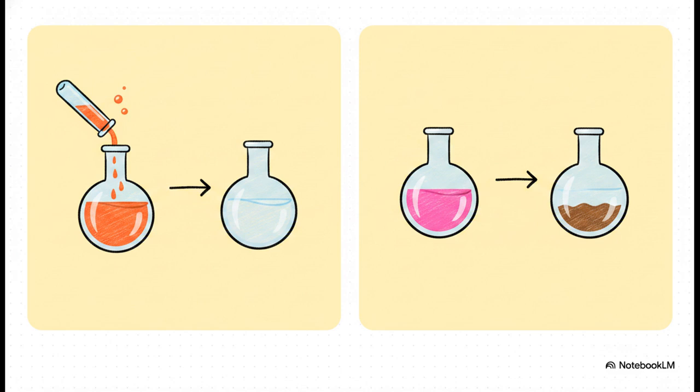Or there's Baeyer's test using alkaline potassium permanganate. We start with a really bright pink. If the compound is unsaturated, that pink just vanishes entirely, leaving behind a muddy brown precipitate of manganese dioxide. Seeing these bold colors disappear instantly grounds the abstract chemistry into a reality you can literally see.